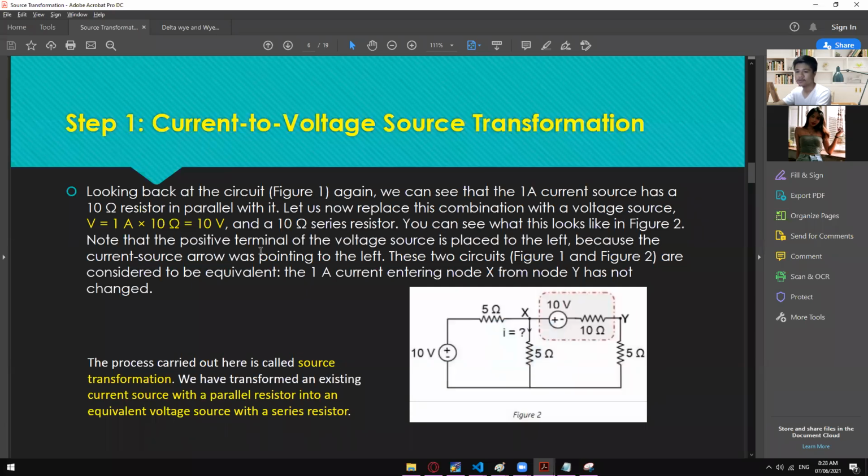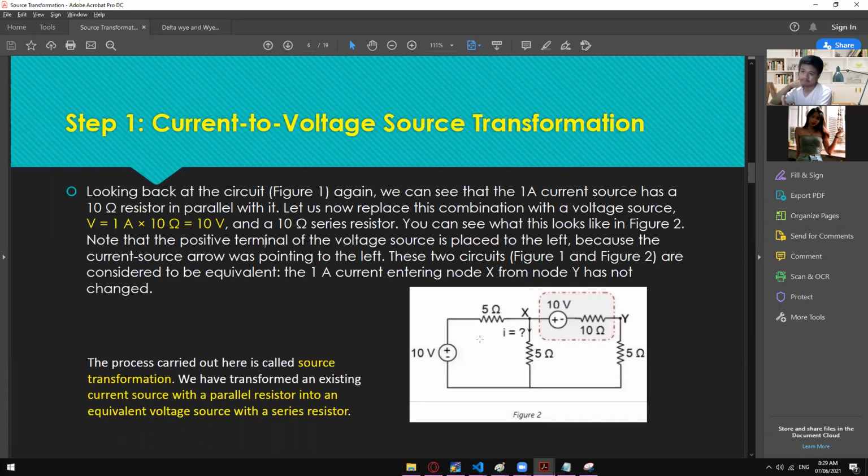Okay. So the process to get it out here is called source transformation. We are transforming this current with a parallel resistor into a voltage source with a series resistor. All right. So here, we can actually simplify this now. But if you want, we can actually already apply KVL right here. So KVL on this part and then KVL on this part, and then apply the simultaneous equations.